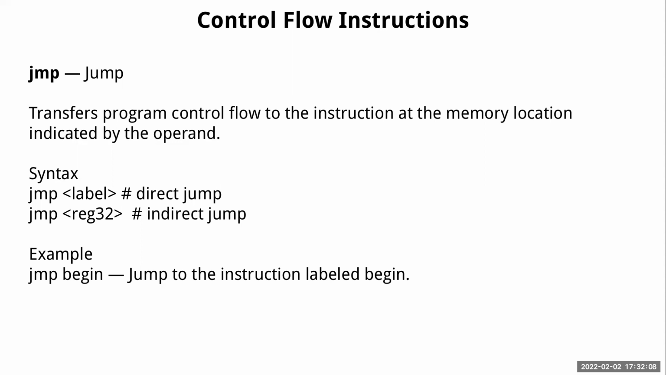For example, jump begin. The begin is not a register, it's not a memory location, so obviously it's a label. There is a label called begin, and we're jumping to that place.